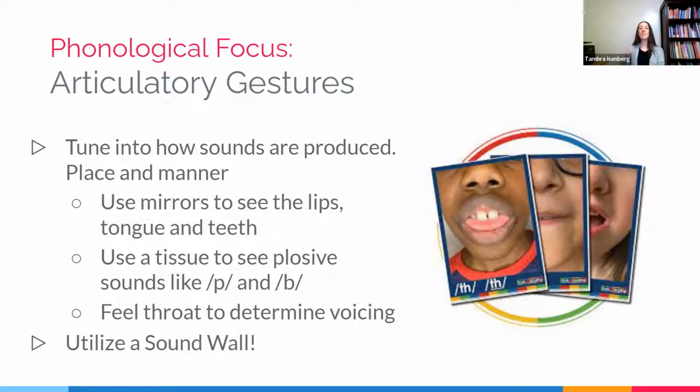And then we also have voicing errors. For example, if my student spelled the word bed with the letter P, I can have them put their hands on their throats and say B, P, to feel that voicing difference between those two phonemes. So as much as we can draw our students' attention to those sounds, the better.